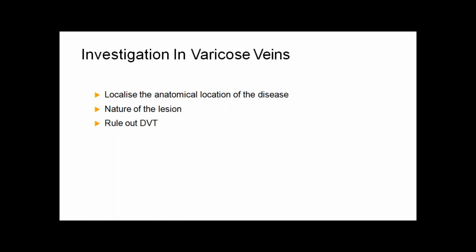So what investigations will we like to do in varicose veins? The main thing is to localize the anatomical location of the disease, whether it is short saphenous vein, long saphenous vein, the deep vein, or perforator vein incompetence. Next is the nature of the disease, whether there is a reflux or any obstruction. Then to rule out deep vein thrombosis.